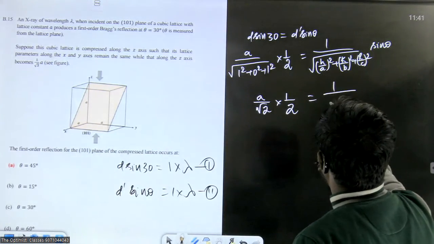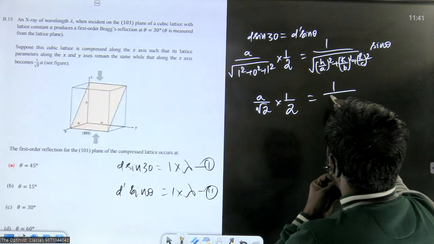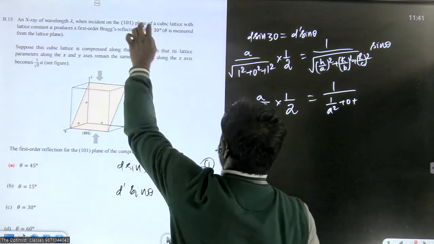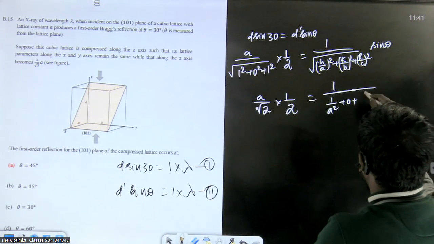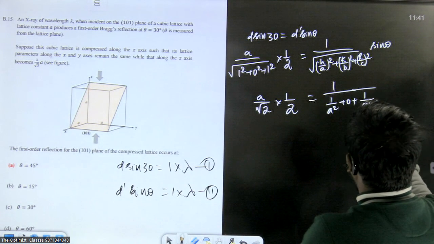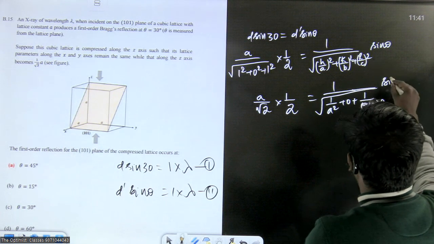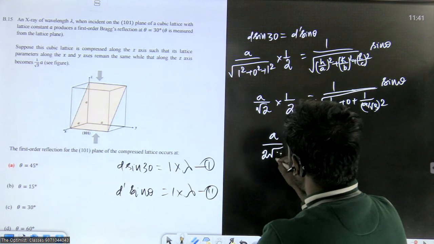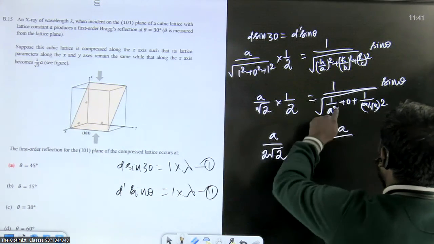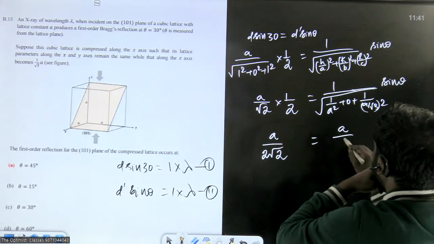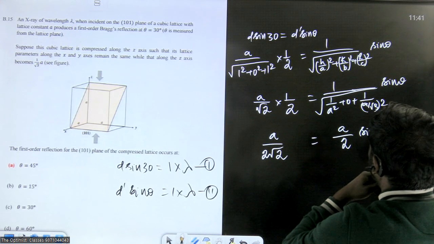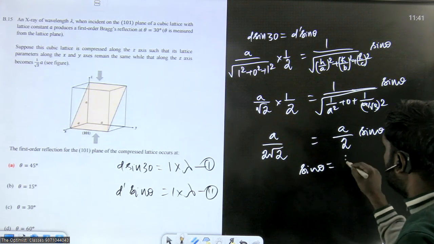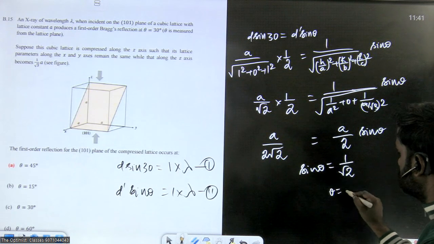So we'll get here h is 1, so 1 by a square, plus this will become 0 because the Miller index k is 0, and here l is 1 divided by a by root 3 whole square. And here we have sin theta. So this becomes a divided by 2 root 2. And here we get a divided by, here you get 1 and here you get 3, so 4, and so you'll get 2 here, sin theta. Now a by root 2 and a by root 2 cancel out. So you get sin theta equal to 1 by root 2. So theta is equal to 45°.